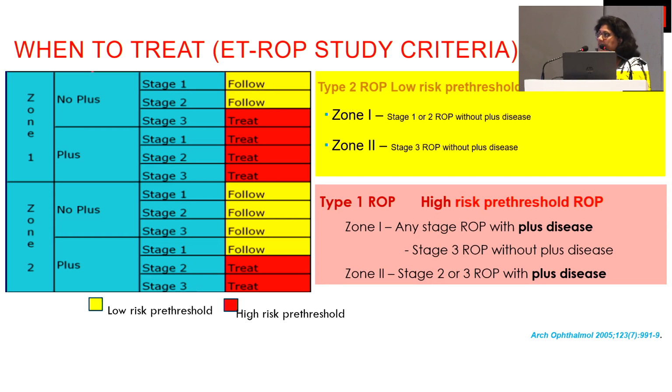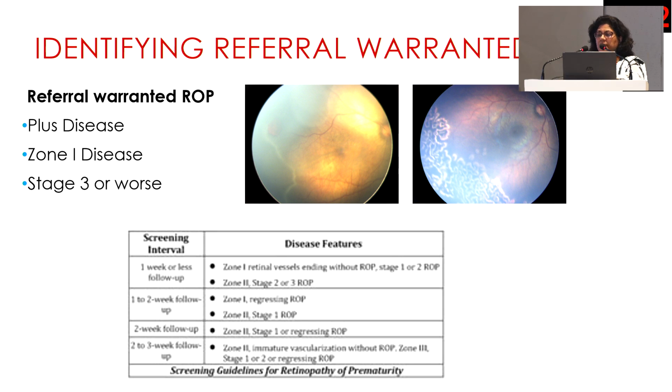And when do we treat these babies? Plus disease is very important. If you have plus disease in zone 1, all stages need treatment. If you have stage 3 in zone 1, even without plus disease, you are going to treat. And in zone 2, stage 2 and 3 with plus disease requires treatment.